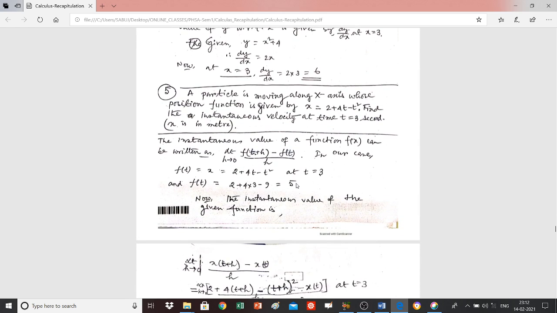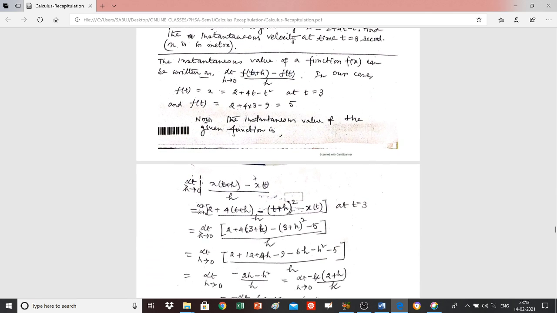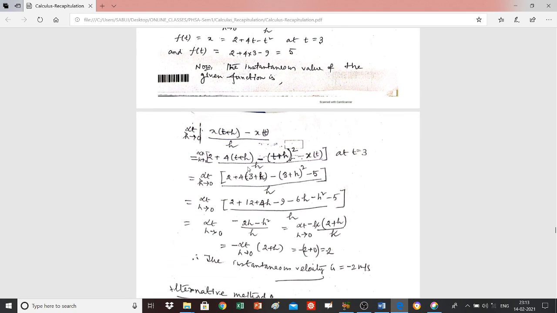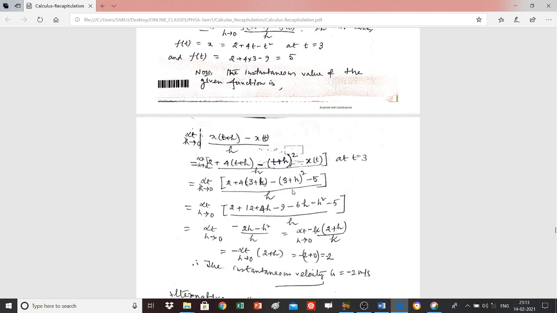Another example is here. A particle is moving on an x-axis whose position is given by x is equal to 2 plus 4t minus t square. Find the instantaneous velocity at time t equal to 3 seconds. So two methods can be employed in this case. The first method is the knowledge of limit. You know the definition, through which we can calculate the instantaneous velocity, and I am leaving it for you using the knowledge of limit. All the steps are also here. Just go through this, calculate yourself and check your calculation with the one that is done here.